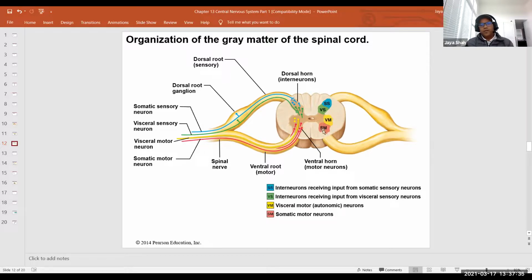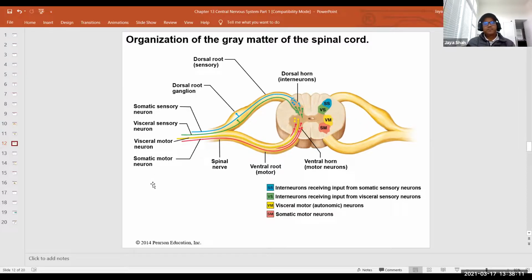Now the anterior horn. The yellow one is visceral motor, meaning motor neurons from here go to the visceral organs like your heart, your lungs, your urinary bladder, uterus, cervix, all the internal organs. And the ventral horn of the gray matter goes to somatic motor. So somatic motor is motor neurons to skeletal muscles. Let's see here now.